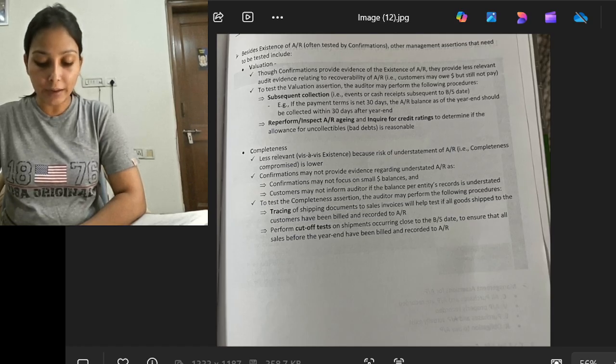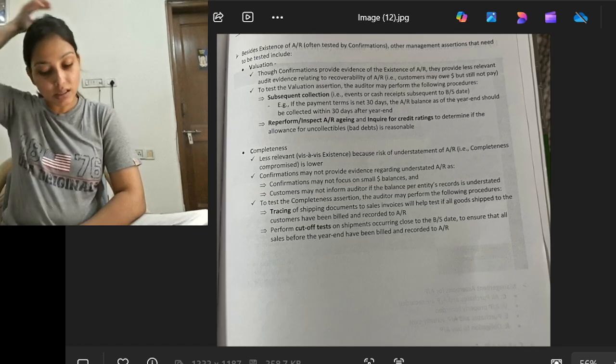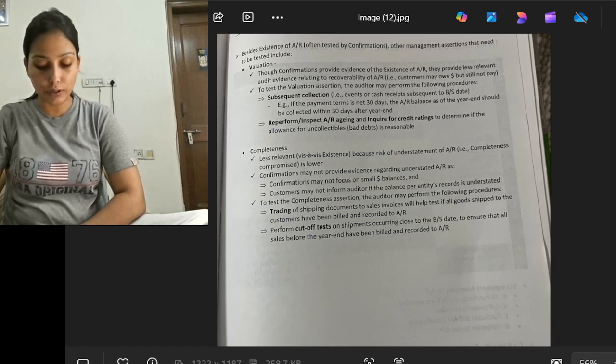Confirmation may not provide evidence regarding the understatement of AR, because confirmation may not focus on small dollar balances, and customers may not inform the auditor if the balance per entity record is understated. So to test the completeness assertion, the auditor may perform the following procedures.